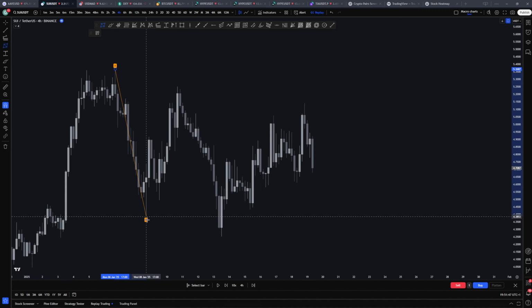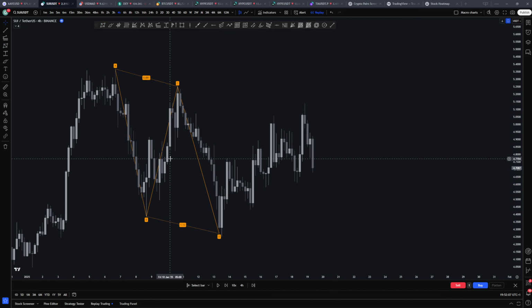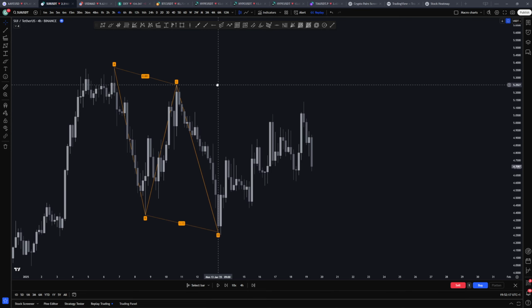We place our A, we place our B, and we place our C. What you will see is that A to C is going to give you the exact number of where it reacted. This is very, very close to 0.886. So we can say, okay, if that is very close to 0.886, let's put it at the 1.13, right over there. That is what we call an ABCD. This is at the absolute core of harmonic trading. It is a very simple but a very useful pattern to use.